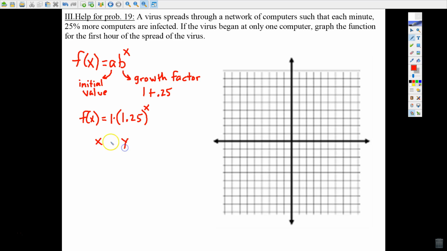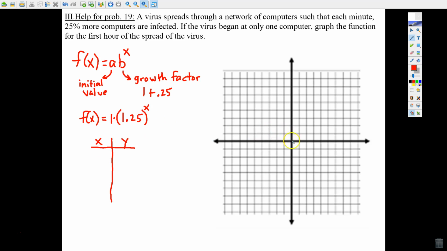Now this time, unlike the graphing problems that we did where it's just purely graphing, our domain, that's another way of saying the inputs, needs to be something that relates to what we're talking about in this problem. We notice that the virus is affecting computers at a rate of 25% per minute, and we want to know the first hour of the spread of the virus.